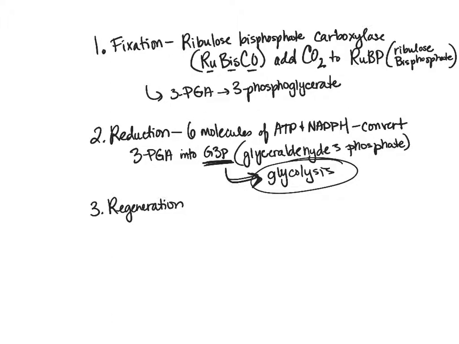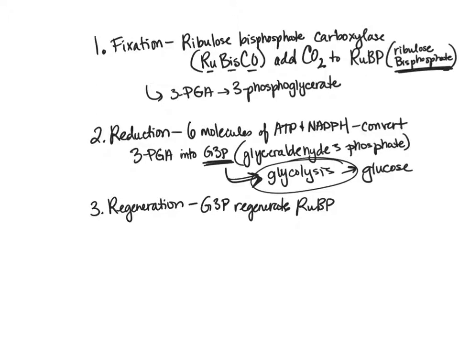However, we want to make sure that we keep the system going, so we have to regenerate it. By regenerating, we're taking the remaining G3P that's not being put into glycolysis to make glucose, and it's going to regenerate RUBP. So it's going to be shifted and changed into RUBP, which is the ribulose bisphosphate that we saw in the first step, and then that ribulose bisphosphate is going to interact with the carbon dioxide via Rubisco to then make the next 3-PGA molecules. And then it will continue to go to reduction and then regeneration again. So G3P, the one that's not being put into glucose, is going to regenerate RUBP. And so then that's going to allow us to go again back into fixation.